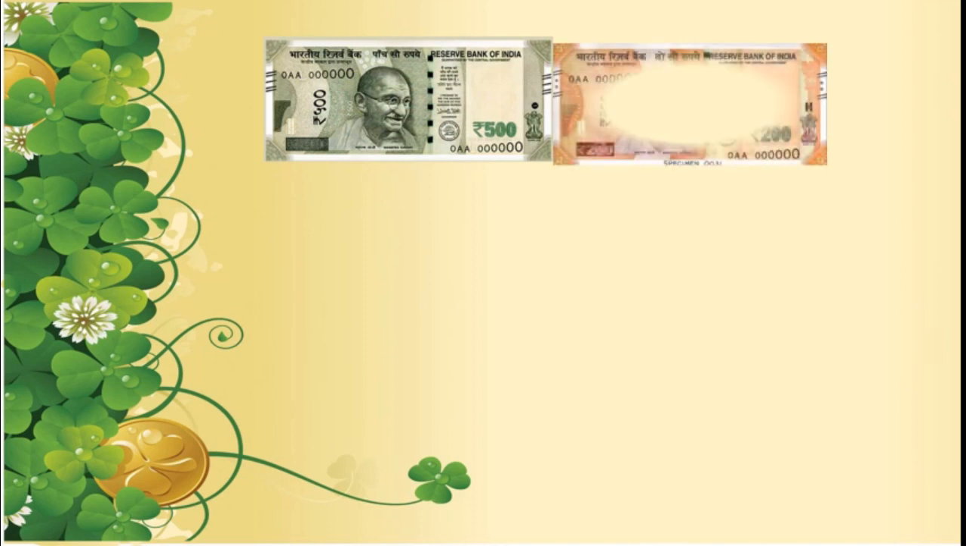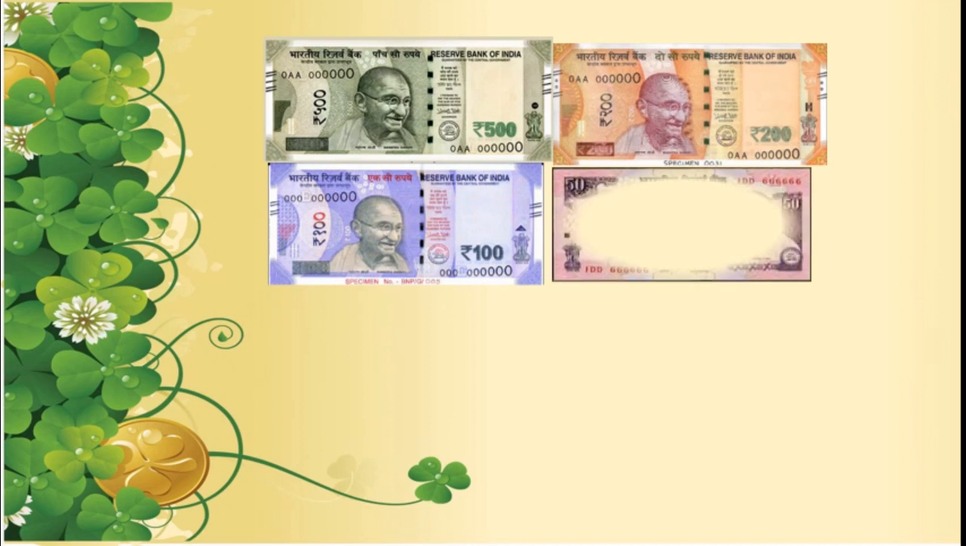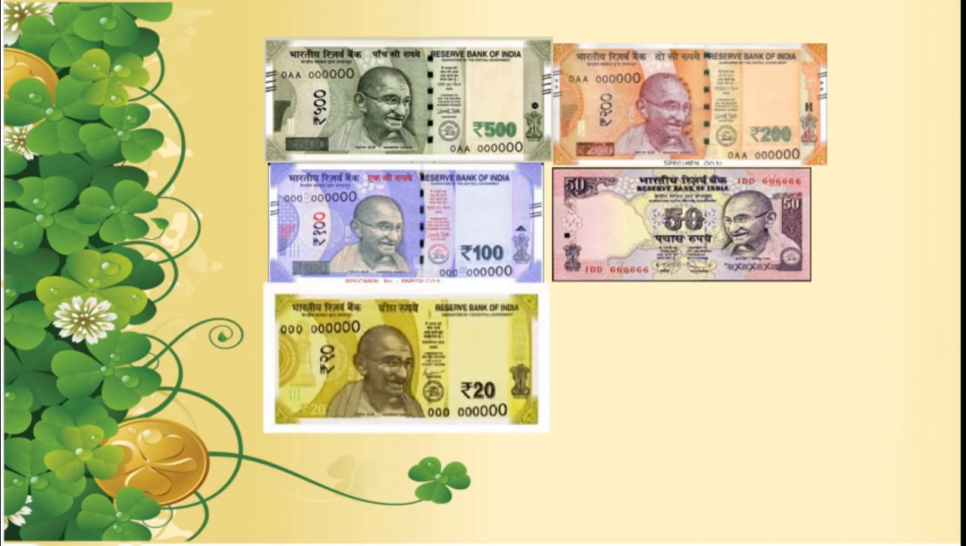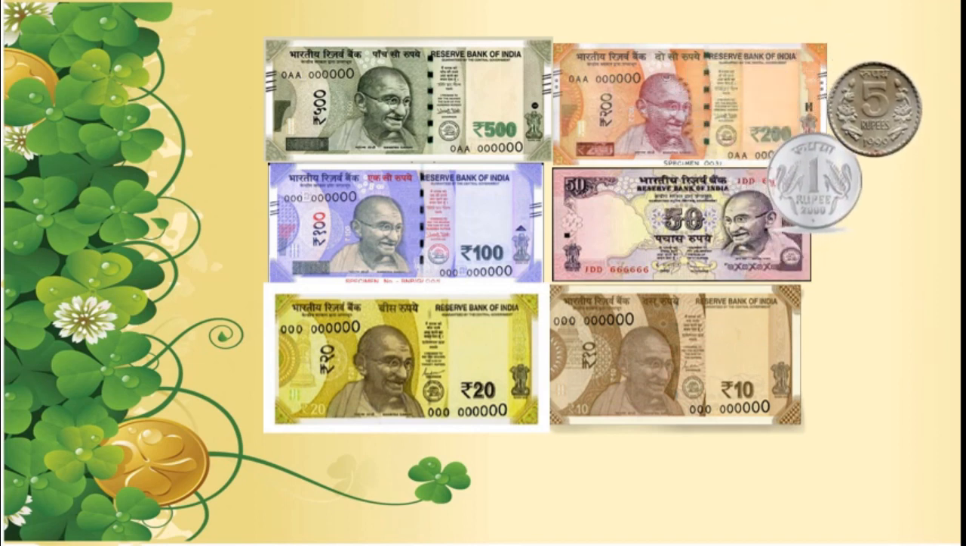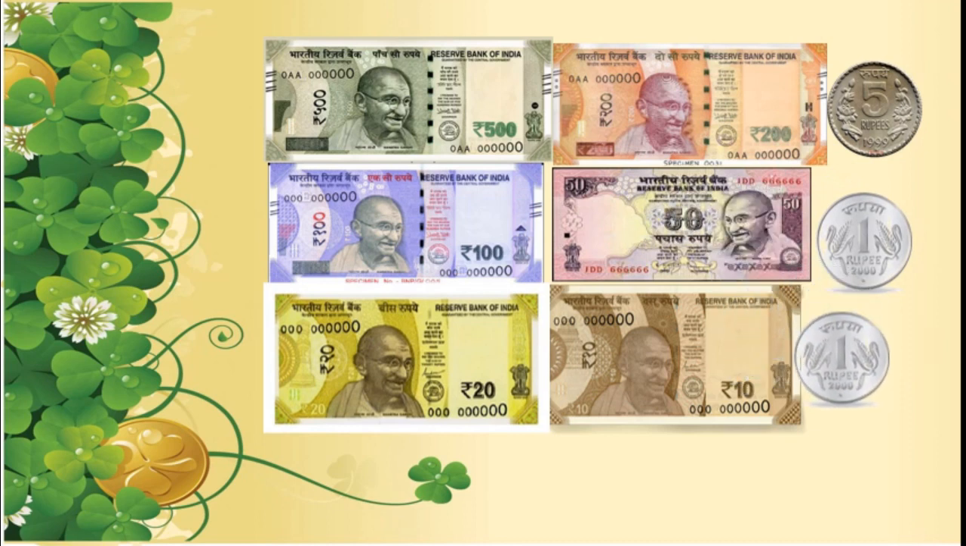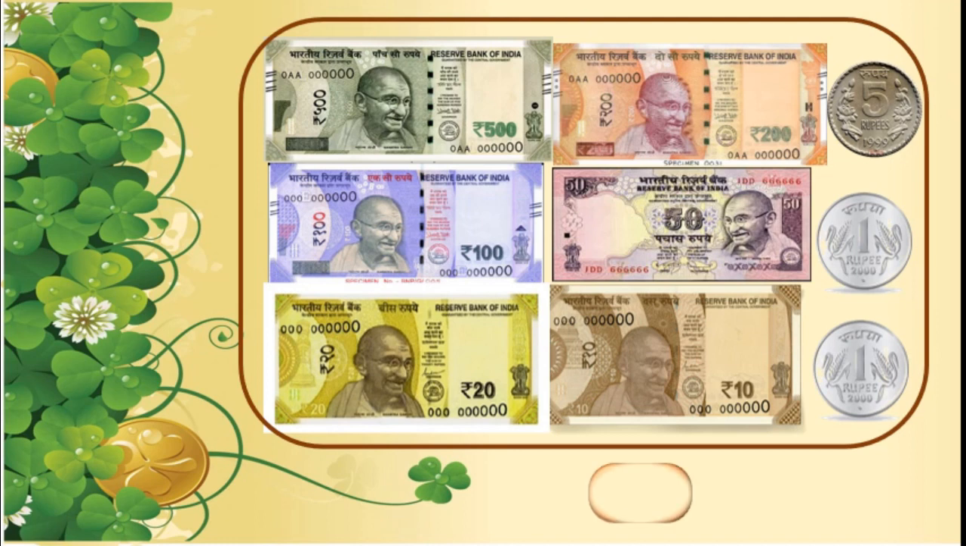500 rupees note plus 200 rupees note. Here we can see 100 rupee note, 50 rupees, 20 rupees, 10 rupees. Now here 5 rupee coin, 1 rupee coin and one more 1 rupee coin. Yes, this is over. It is the total amount. Yes, students, come on, count this fast.